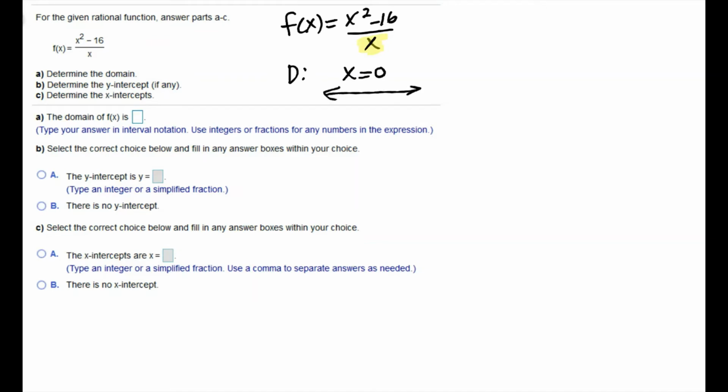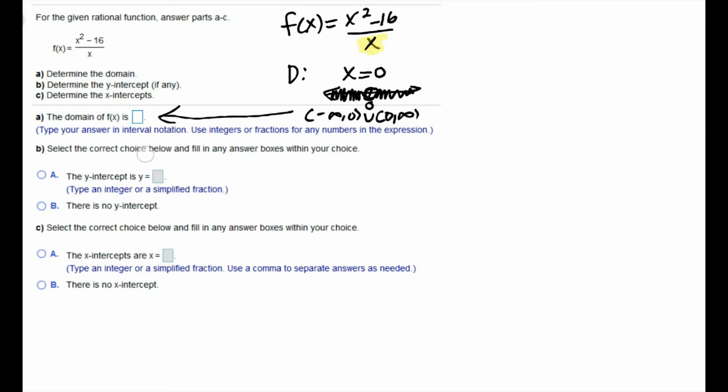We have our number line. 0 is going to be excluded. I'm going to mark that with an open circle, but we're going to include every other number. So we can write our interval notation, which is negative infinity to 0, union 0 to infinity. So that's the domain of this function.